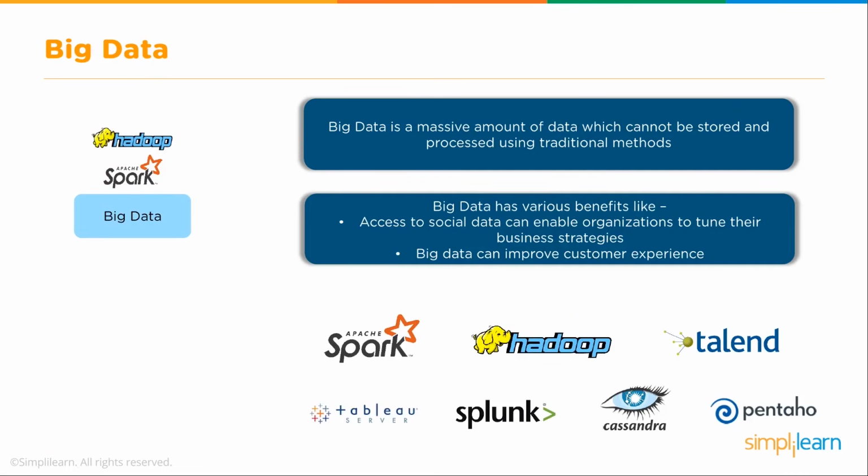Big data is a massive amount of data which cannot be stored and processed using traditional methods. Big data has various benefits, like access to social data can enable organizations to tune their business strategies. Big data can improve customer experience. And so when you say big data, we're almost always talking about Hadoop and Apache Spark.